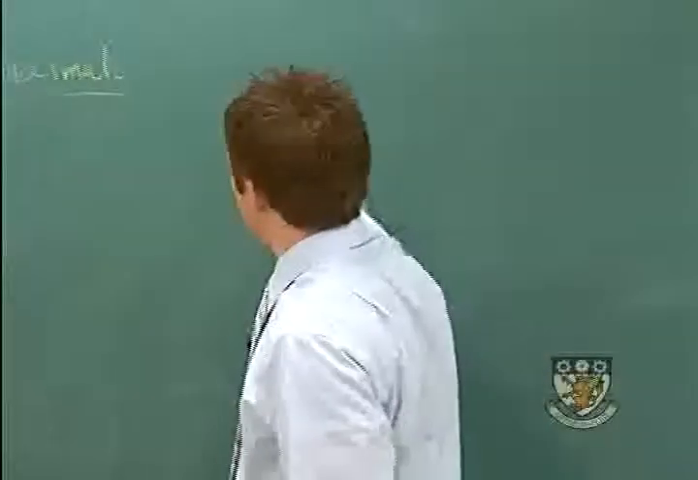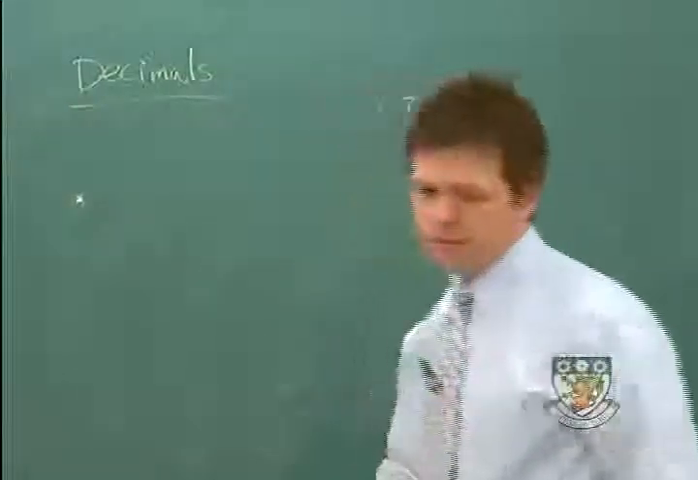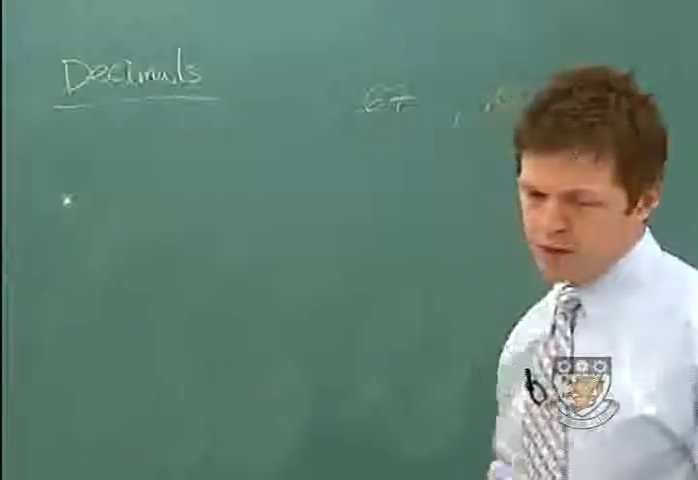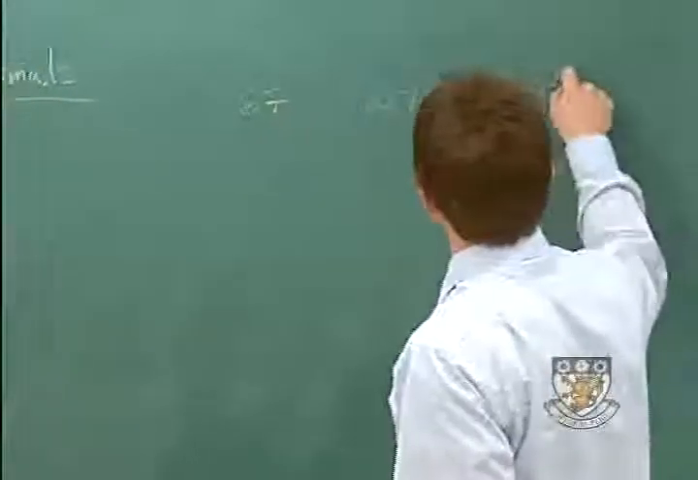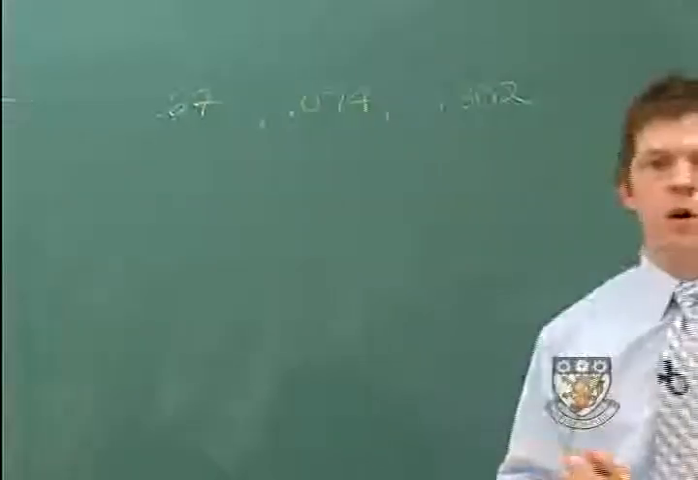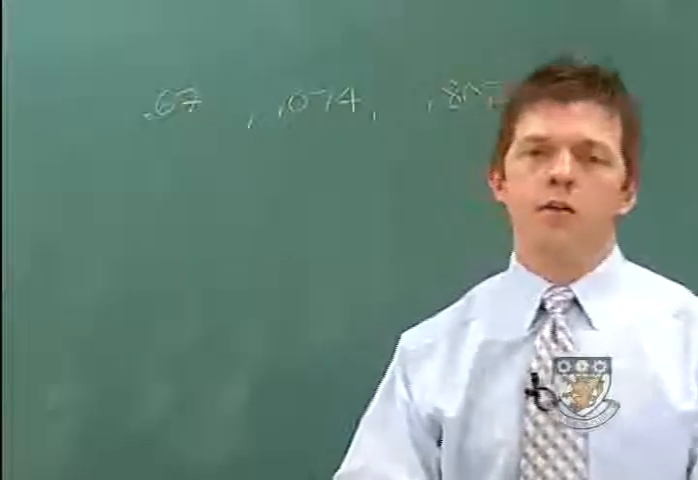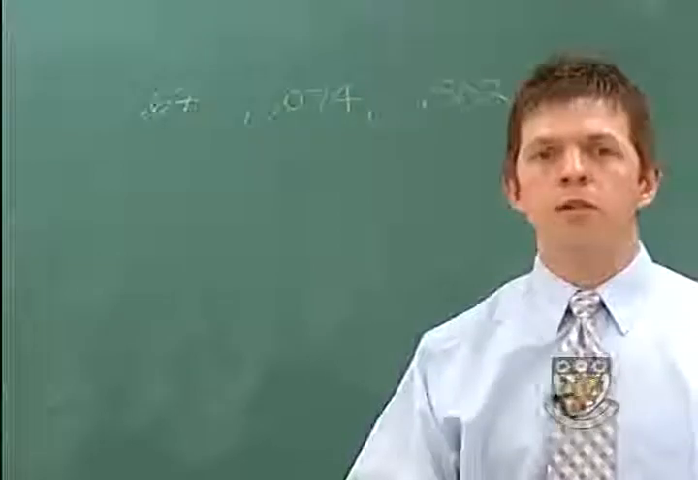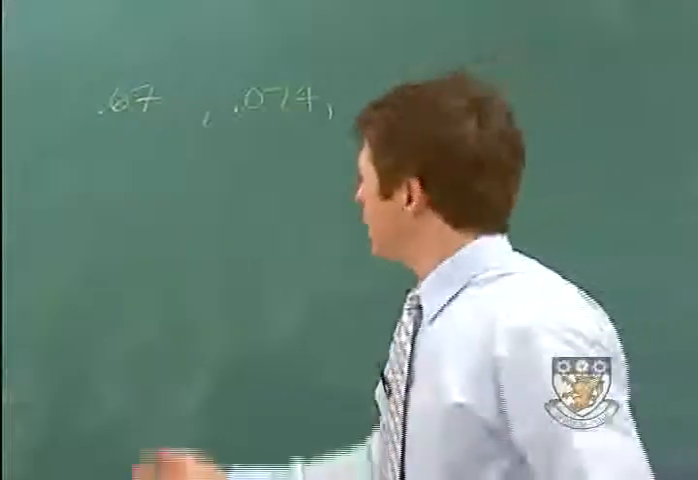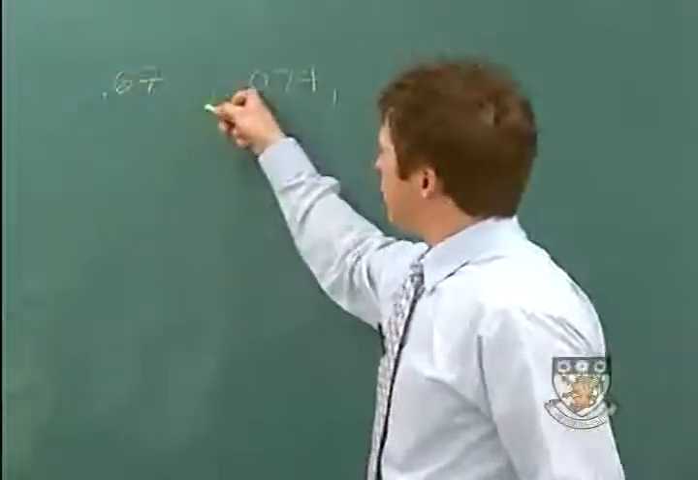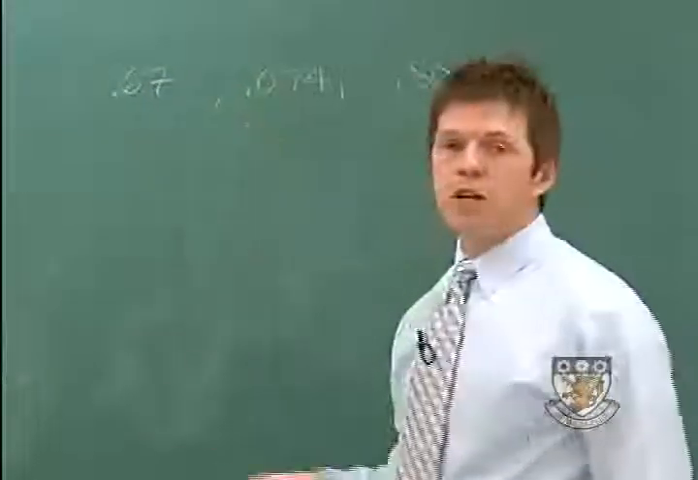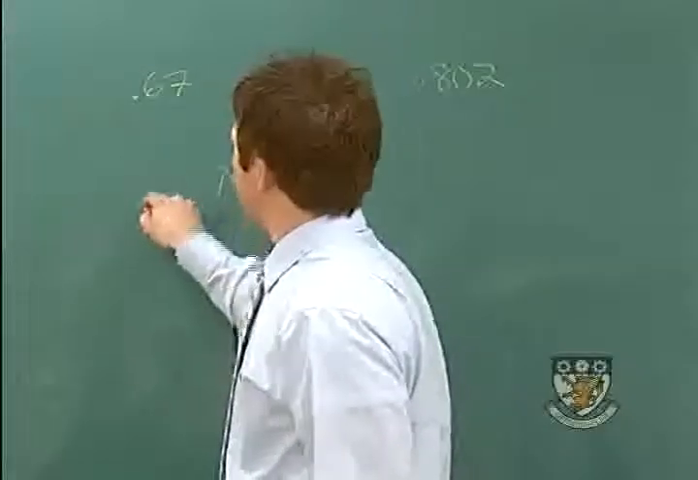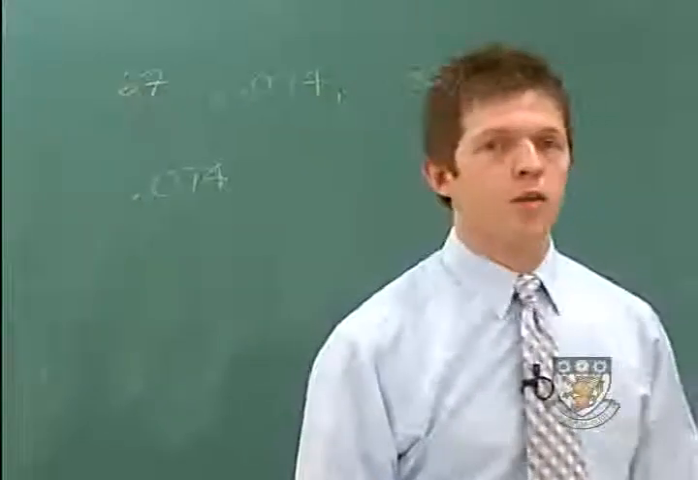The three decimals that we're going to be looking at are 0.67, 0.074, and 0.802. And what you always look for whenever you're evaluating decimals and looking to see which one is the largest, you look at the first number to the right of the decimal. We have a 6 here, a 0, and an 8. Obviously, 0 is the smallest of all of them, therefore making it the smallest of the three numbers.